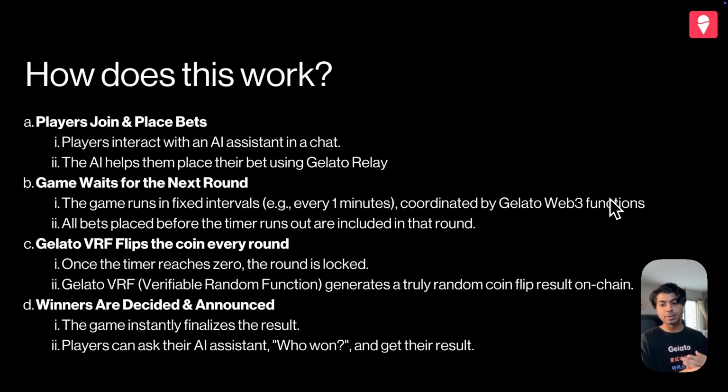Every minute a round is concluded. The game runs in fixed intervals, so every 1 minute, and this is coordinated by Gelato Web3 Functions. All bets placed before the timer runs out are included in that round. Then the Gelato VRF flips the coin every round. Once the timer reaches zero, the round is locked, and Gelato VRF generates a truly random coin flip, and the results can be verified on chain. Then the winners are decided and announced.